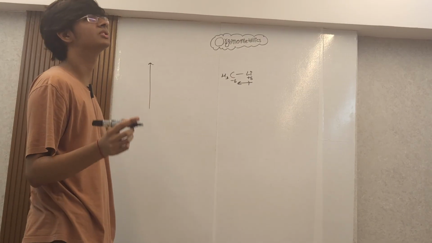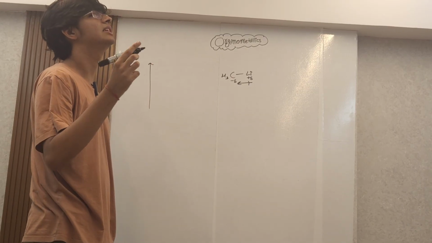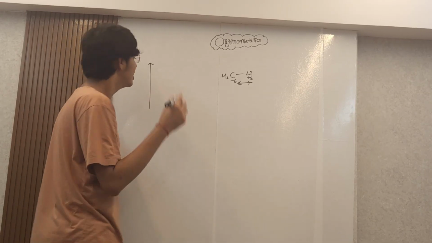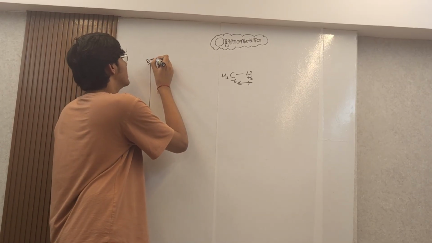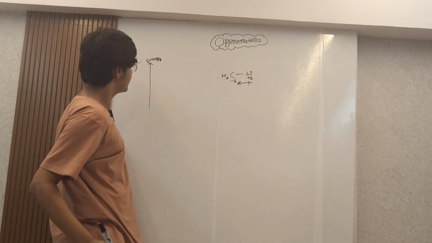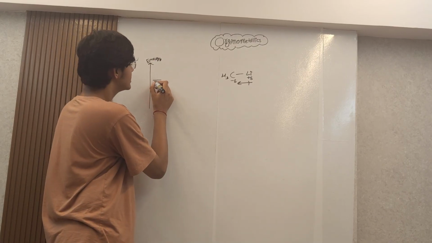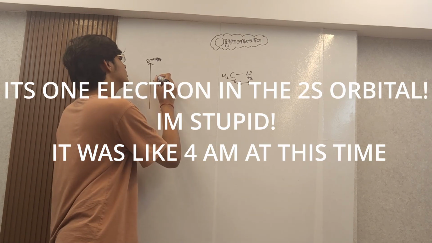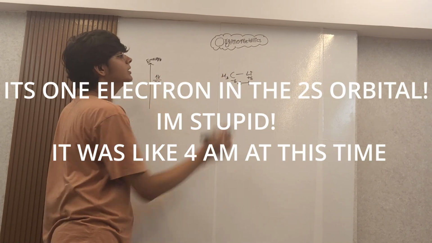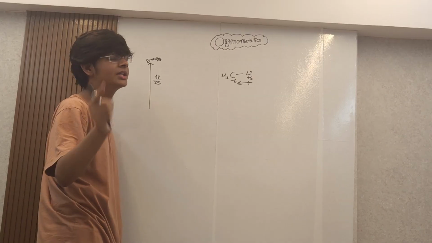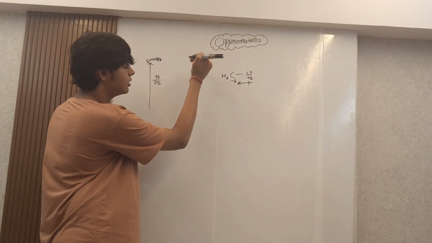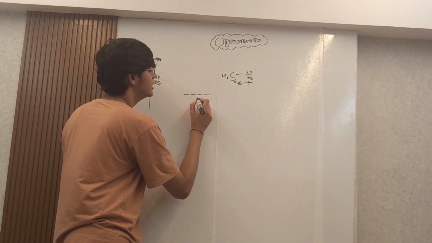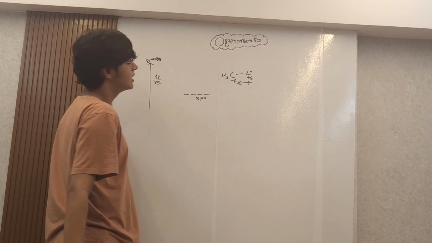LCAO, linear combination of atomic orbitals. So this is the energy line. What happens is lithium has its 2 bonding electrons in the 2s orbital. It would be like this. And the carbon has 4 sp3 hybridized orbitals. They would be lower energy than 2s. So 1, 2, 3, 4. These are the sp3 orbitals.